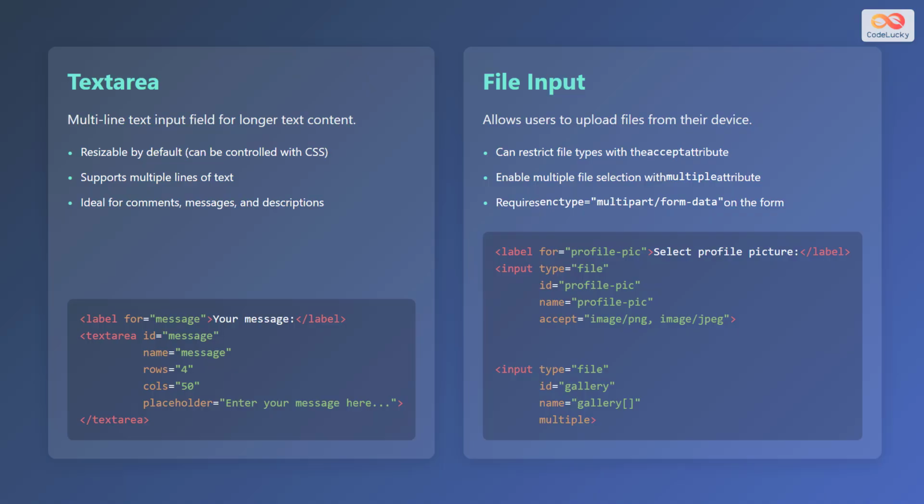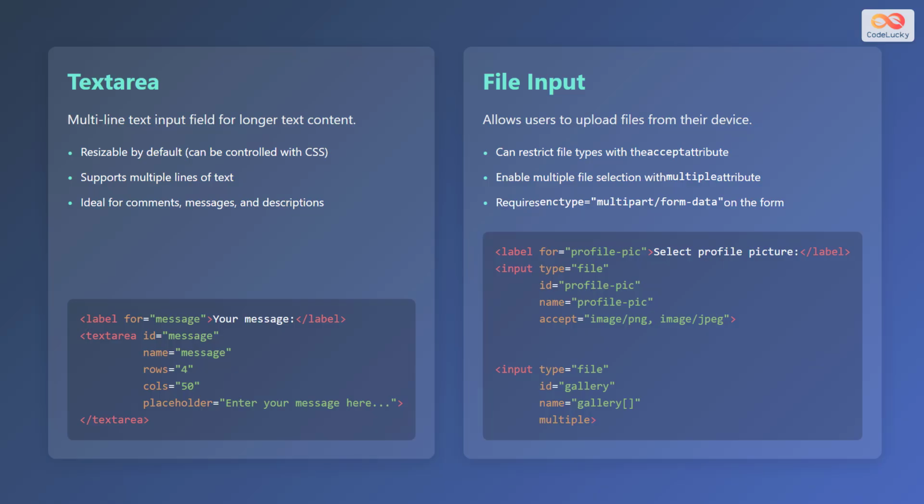Let's take a look at text areas and file inputs, which are essential components of HTML forms. First, we have the text area, which provides a multi-line text input field for longer text content. Text areas are resizable by default, although this can be controlled with CSS. It supports multiple lines of text and is ideal for comments, messages, and descriptions. Here is an example of the code.